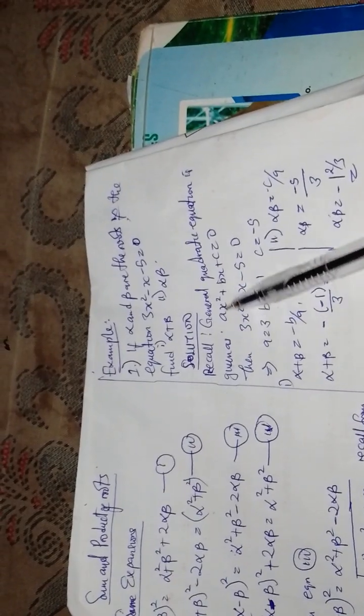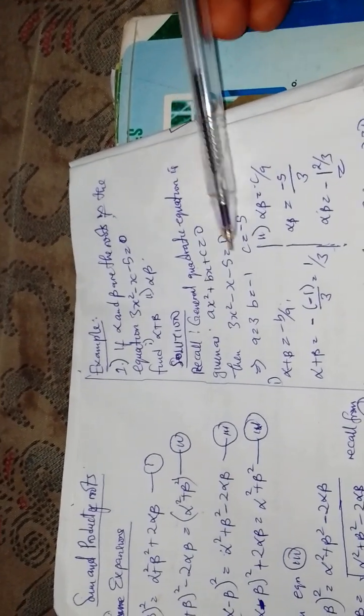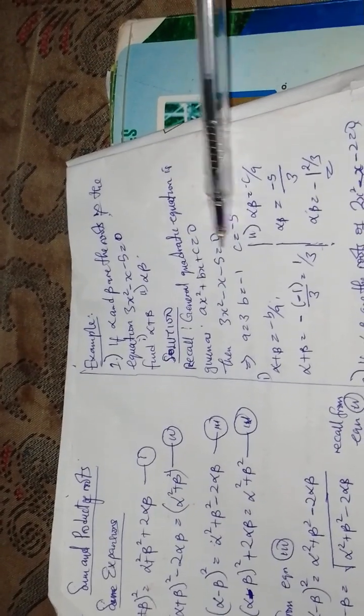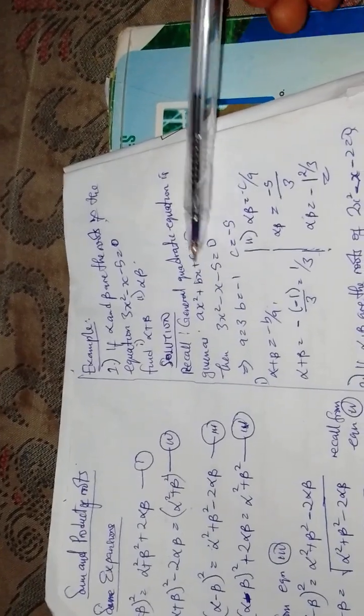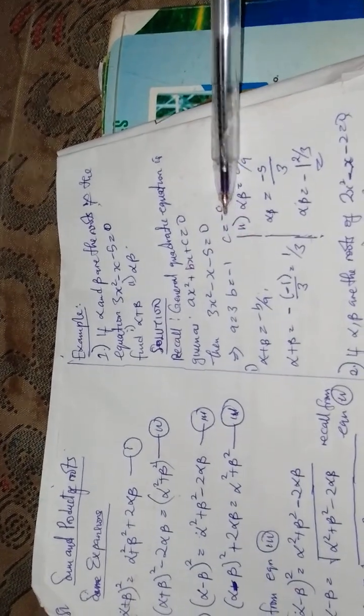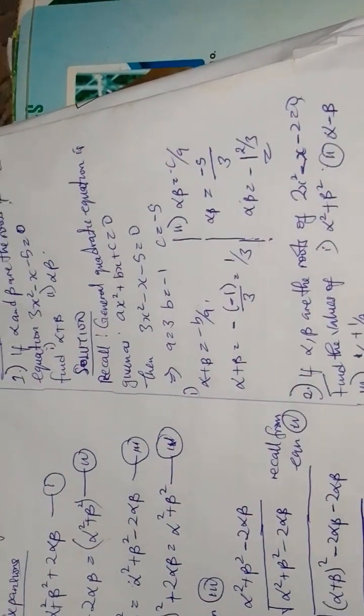Now, from the equation we are given, we have this, right? So when you compare both equations, that means your a is what? 3, your b is minus 1, and your c is minus 5. That's how we got this. Do you get it now? That's how we got that.